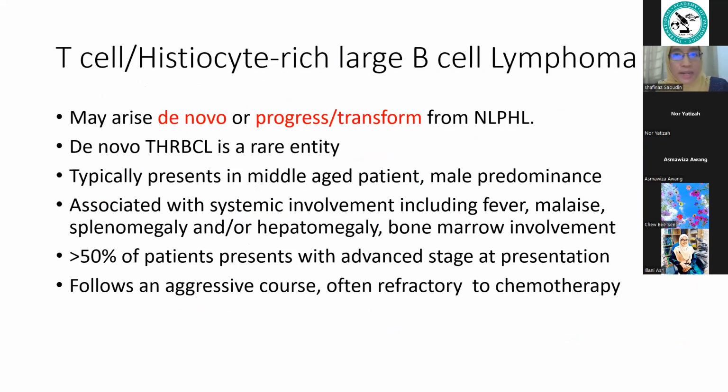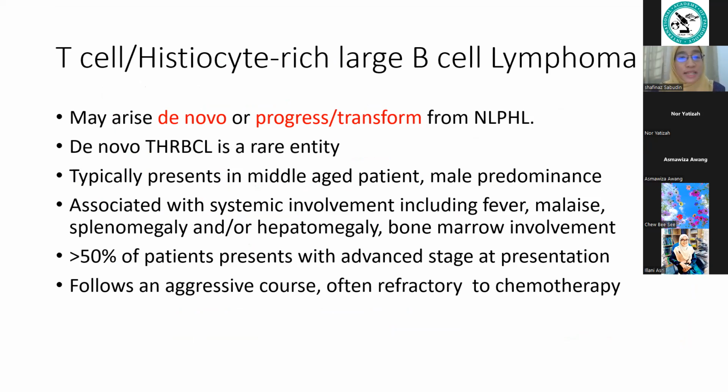Okay, that is about nodular lymphocyte predominant Hodgkin lymphoma. Now we go to T cell histiocyte rich large B cell lymphoma. This entity may arise de novo, that is on its own, or it can progress or transform from nodular lymphocyte predominant Hodgkin lymphoma, as we have discussed earlier. De novo T histiocyte rich B cell lymphoma is a rare entity.